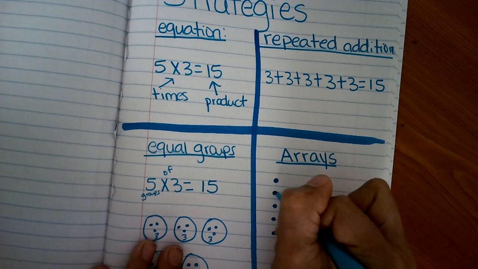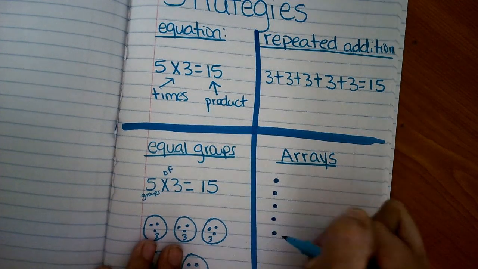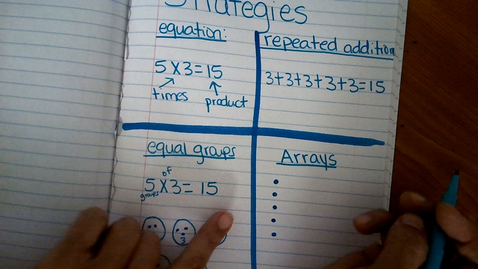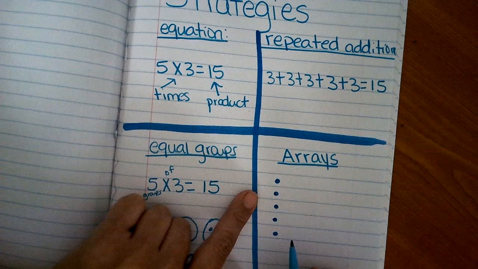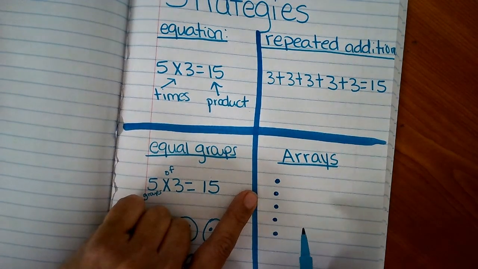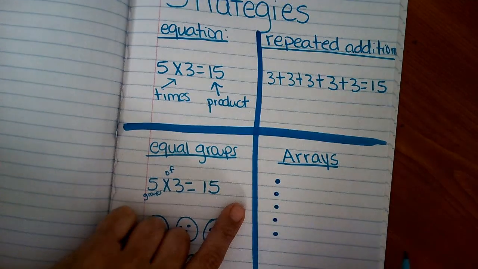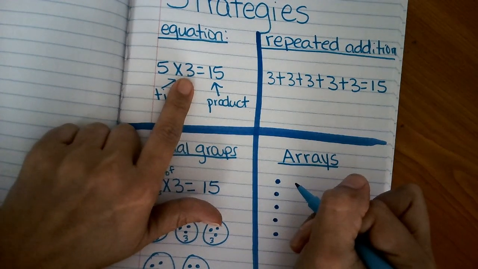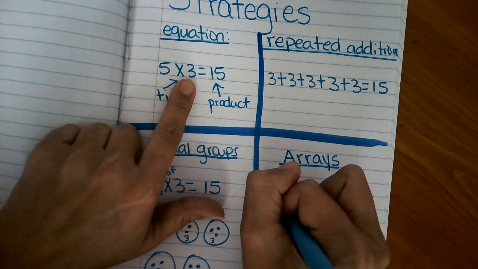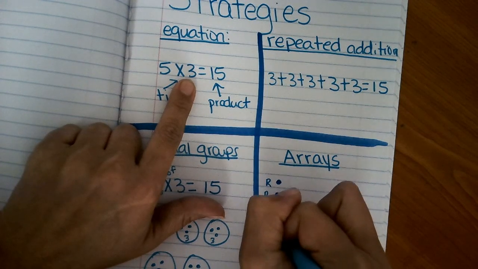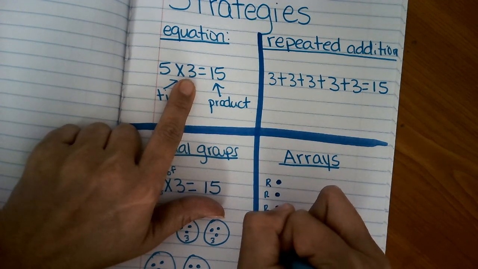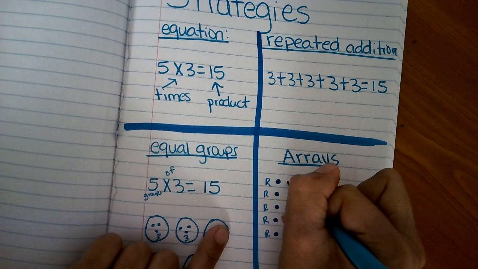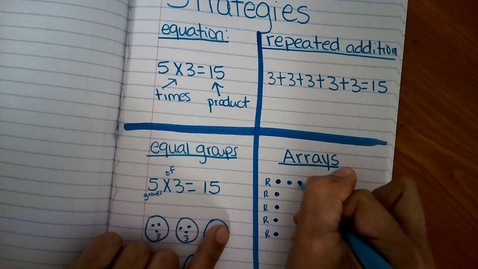Okay, and I am drawing 5 dots down because I'm using my multiplication 5 times 3. And when you make an array, you organize it neatly in rows and columns. So I have 5 rows down, and then each row has 3. So these are my rows. I'm going to label it. You can call it rows or groups. And then each row has 3. We're going to count the ones that we already have. So it's 1, 2, 3.